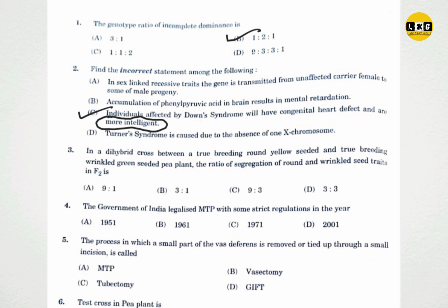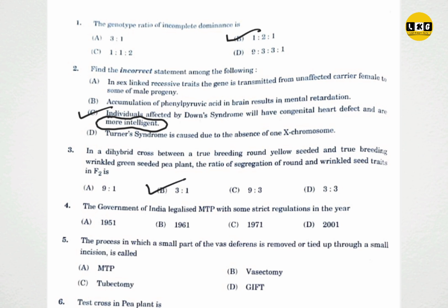Next, third question. In a dihybrid cross between a true breeding round yellow seeded and true breeding wrinkled green seeded pea plant, the ratio of segregation of round and wrinkled seed trait in F2 is. For this, the correct option is 3:1.